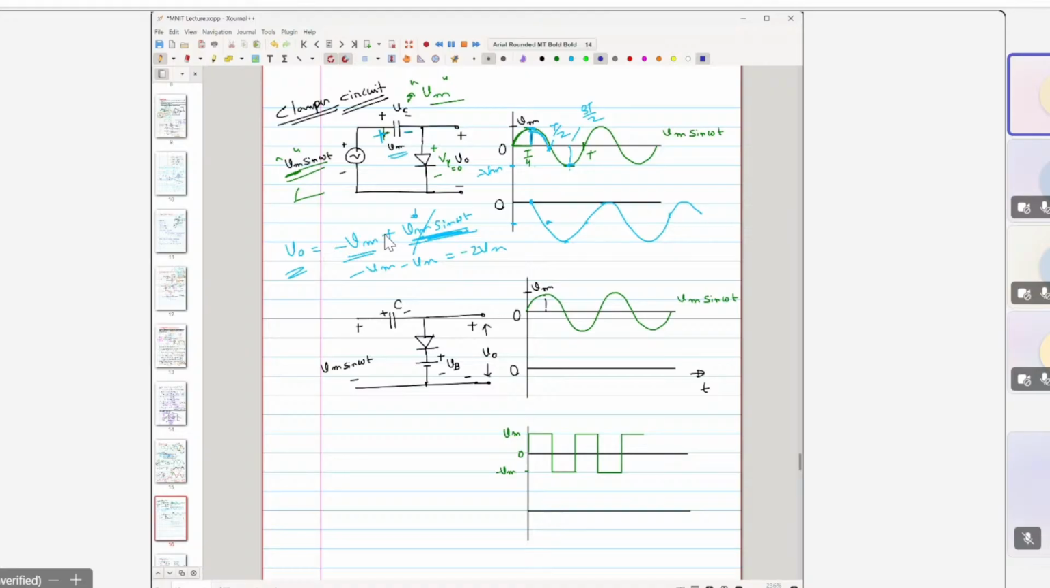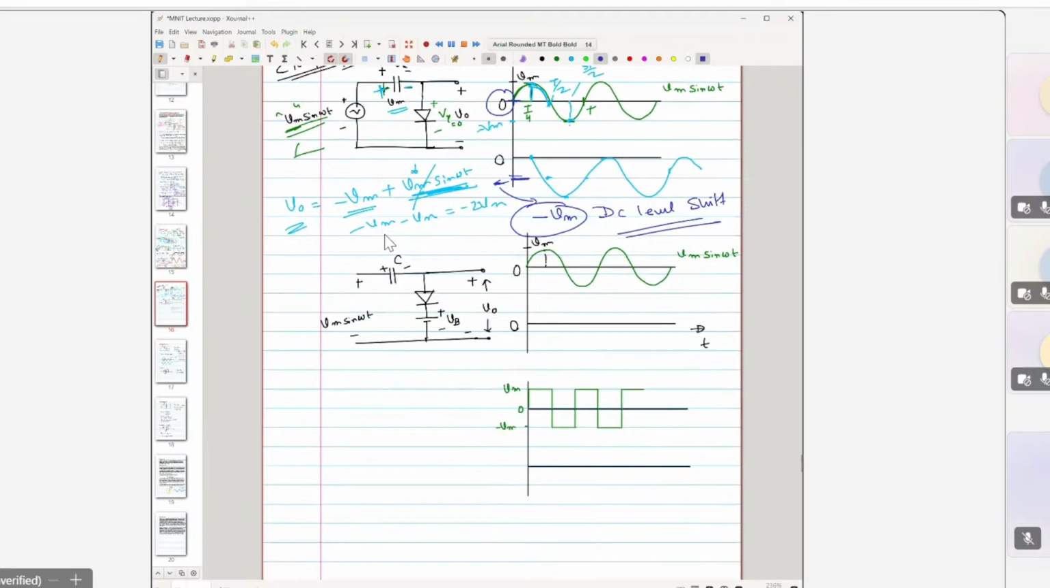It just shifts the DC level of the signal. Earlier the DC level for this sinusoidal signal was 0, but now the DC level has been shifted to minus Vm. So the DC level has been shifted.